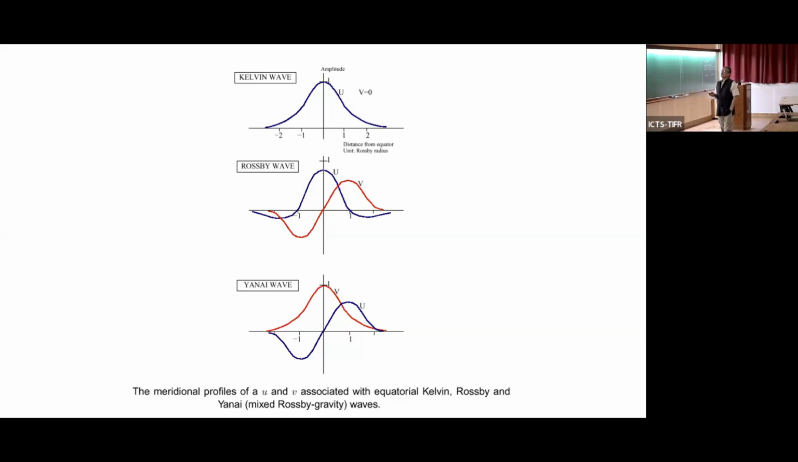So there are four kinds of waves. I've not shown the gravity wave. They have different symmetry properties. The Rossby wave has maximum east-west velocity at the equator, 0 north-south velocity, and maximum V away from the equator, at about 1 Rossby radius. The mixed Rossby gravity wave, or Yanai wave, has maximum V at the equator, 0 U, and maximum U away from the equator. And we'll see examples of these waves. These are the two relevant to our story.